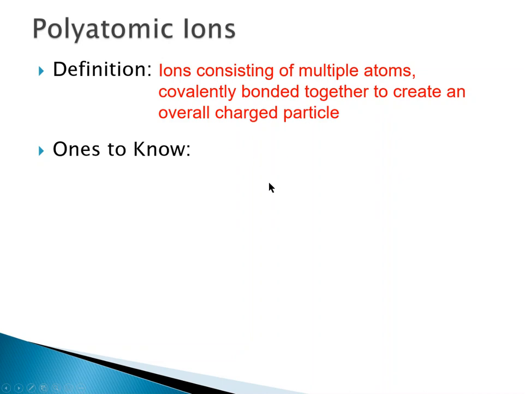There are 6 polyatomic ions you have to know. You have to know their name and what their formula is. The first is called hydroxide, and it has the formula OH1-. The next is called nitrate, which is NO3 1-.